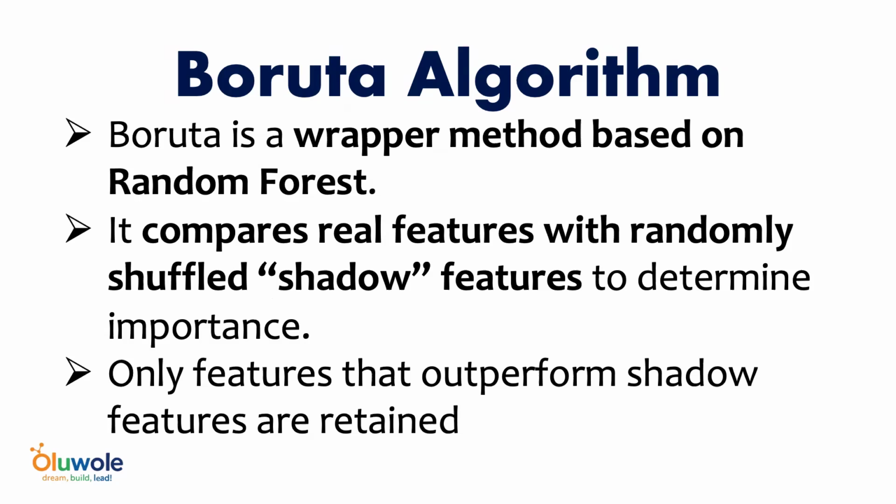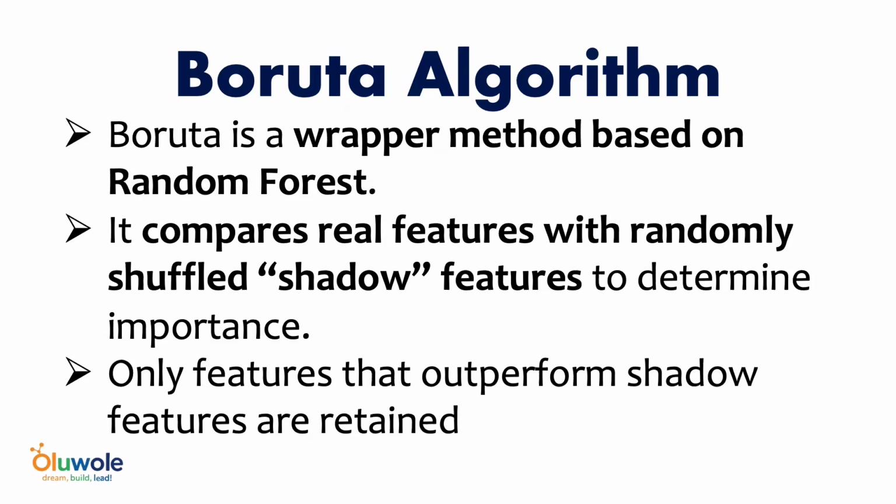Only features that outperform the shadow features are retained. Can you see, sir? The shadow feature is the original feature that it believes should carry out the work. So it will not be biased, it will not test other features against these shadow features. As I put the word outperform in the slide, I will put it in capital letters and bold so that you see. Only features that outperform the shadow features are retained.